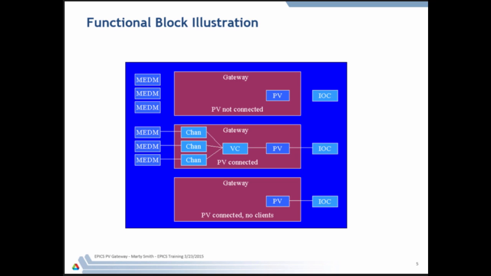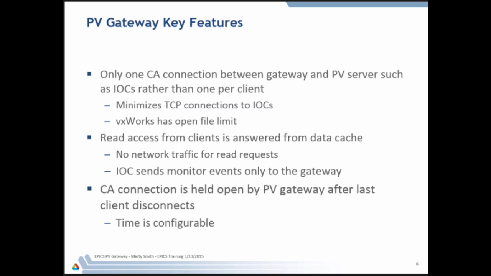And as you can see, all these MEDM channels are all funneled through a virtual connection, which connects to the real PV on the IOC side. And so here's where the channel access clients have all disconnected, okay? But the gateway keeps this connection to the IOC open for a configurable period of time. I use 3 hours. So that way subsequent connections to the same PVs happens a lot faster because it's already cached in the gateway. If you guys got any questions at any time, stop me.